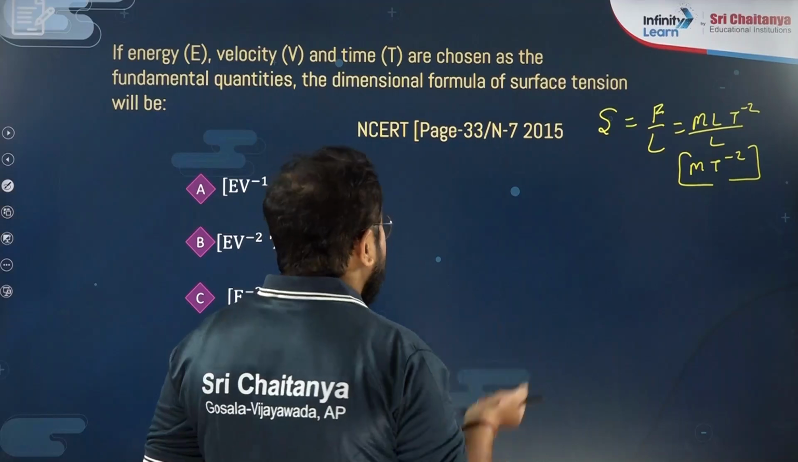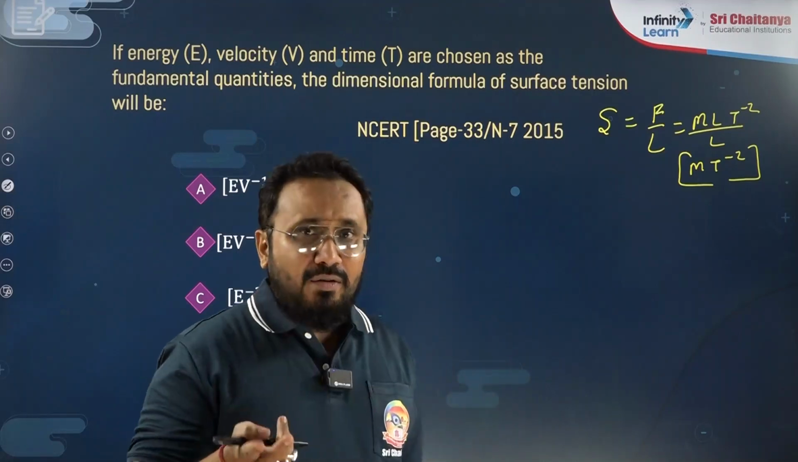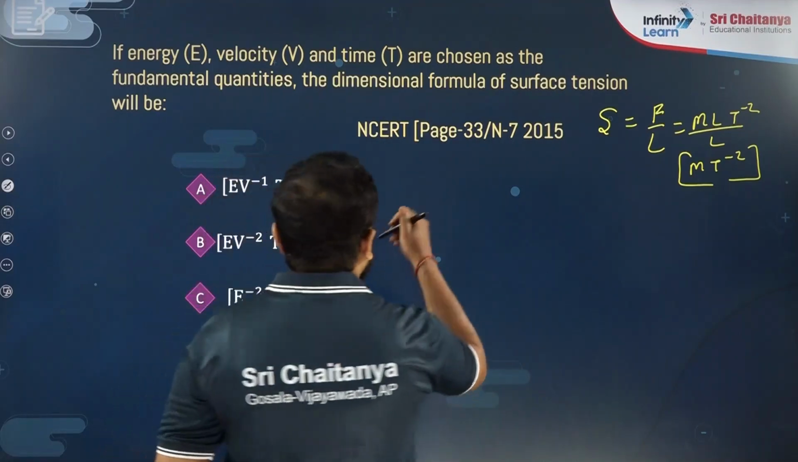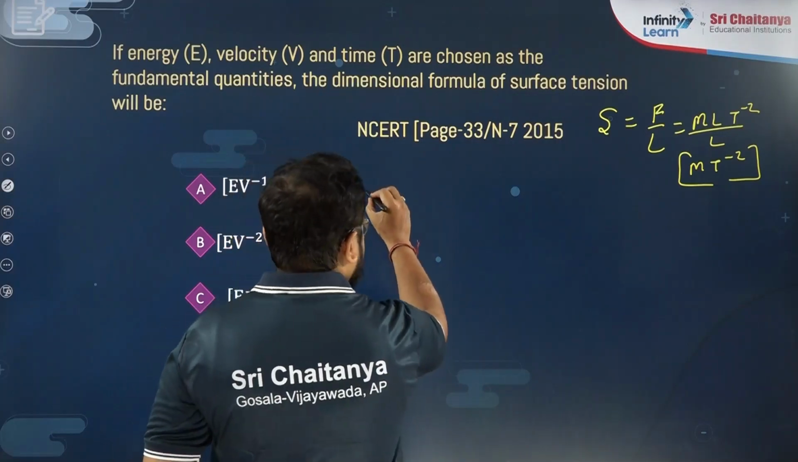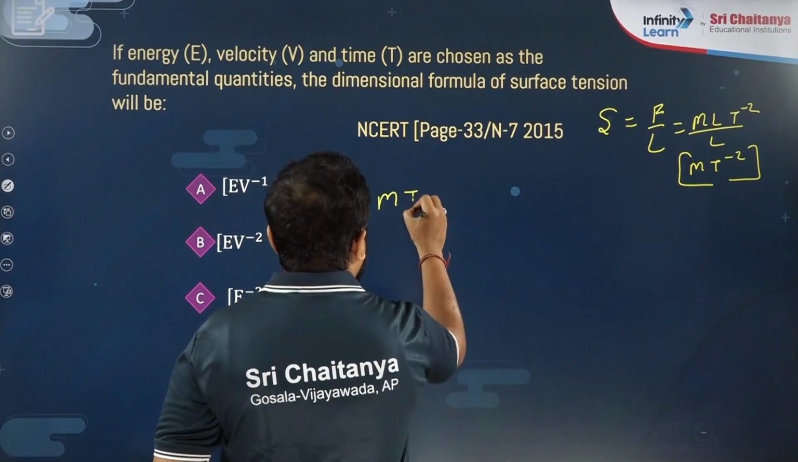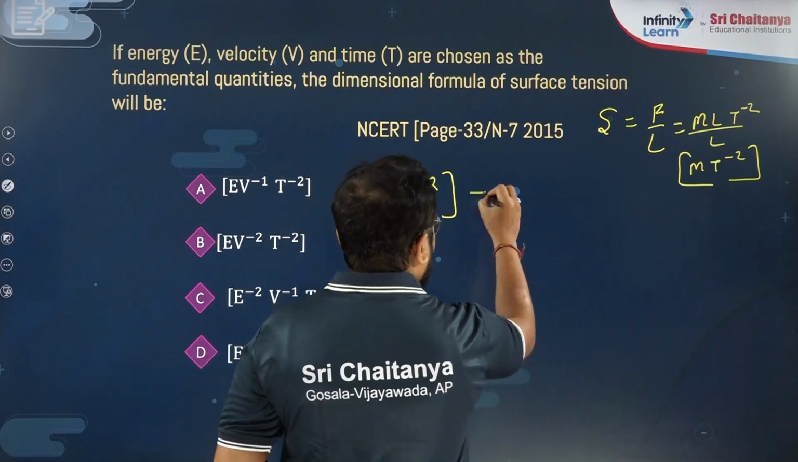We can go with the basic. I will be doing with the basic, then I will be going with the trick. What is the basic format? Basic format is this. I want the formula for the surface tension. That dimension I have already found out. That is MT^-2.